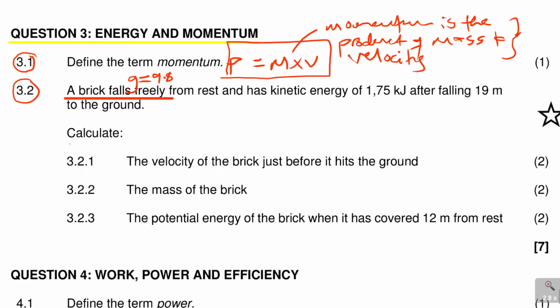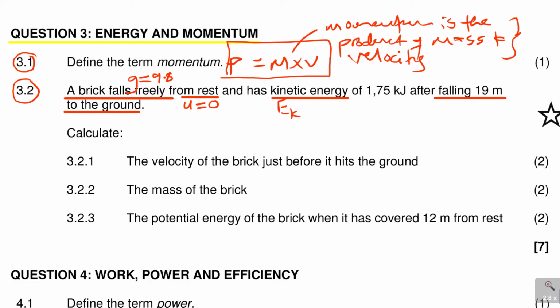Okay, from rest, that's another thing. If something is falling from rest, you must know that the initial velocity U is equal to 0 and it has a kinetic energy EK. That's another information we're given there. It has a kinetic energy, which is our EK, after falling 19 meters to the ground. So there is another information there.